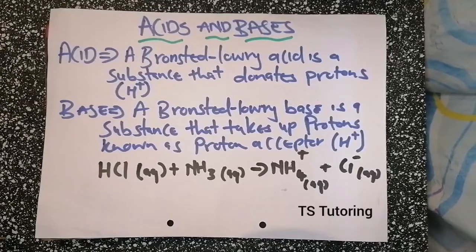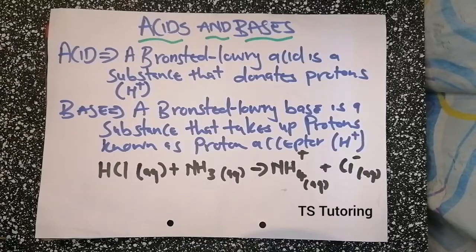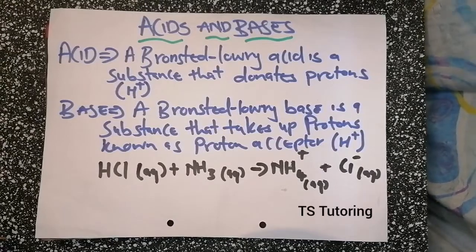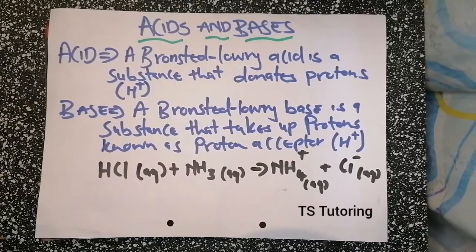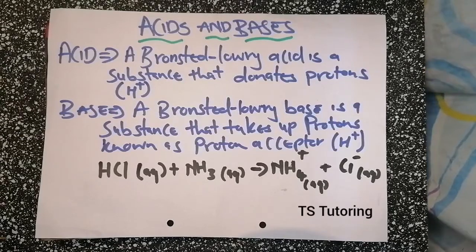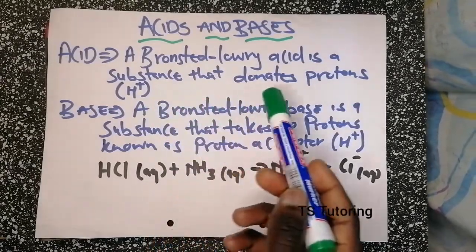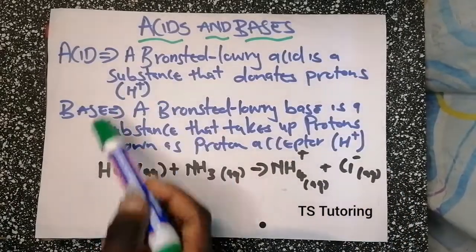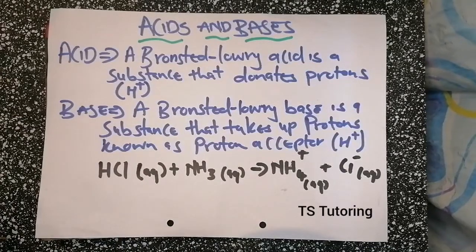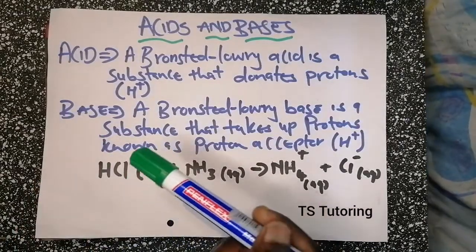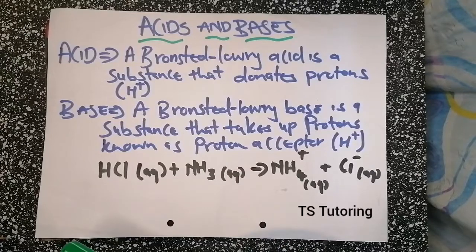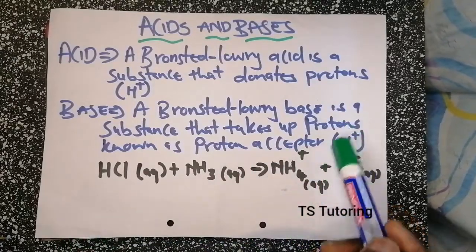An acid and a base have two definitions. There are scientists who came up with these definitions. Here on my paper, I wrote the definition based on a scientist named Bronsted-Lowry. In his theory, an acid is a substance that donates protons, and we know that a proton is a hydrogen ion, an H plus. The base is a substance that takes up protons, it accepts protons, so also H plus.